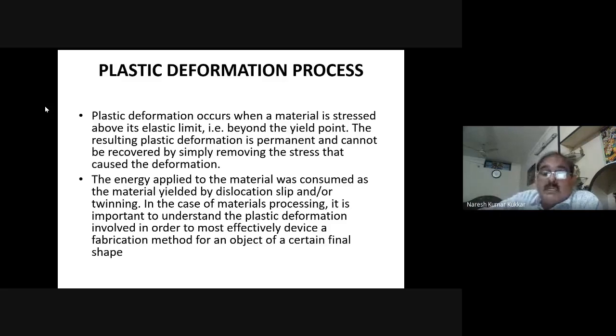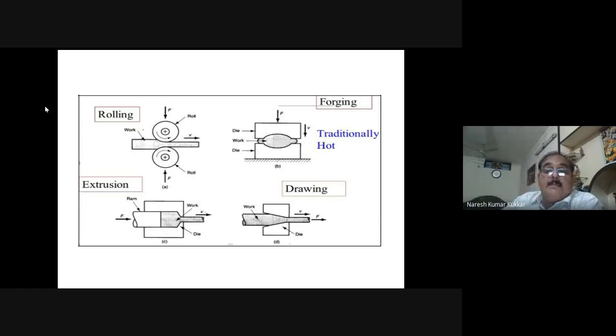In the case of material processing, it's important to understand the plastic deformation involved in order to most effectively devise a fabrication method for an object of a certain final shape. We'll discuss these plastic deformation processes. One is rolling. In rolling, a workpiece is passed through two rollers. The two rollers move continuously, and the workpiece is moved through them, reducing its shape.